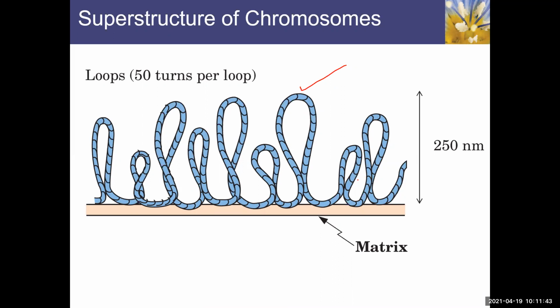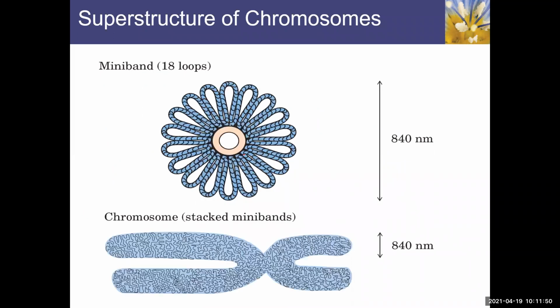Does anyone remember? Loops are arranged into various bands. Remember this? These are the bands, mini bands, which is again a condensed structure of the chromatid. And then these bands finally form the structure of the chromosome, which is the highly condensed form of chromatin, the metaphase chromosome.